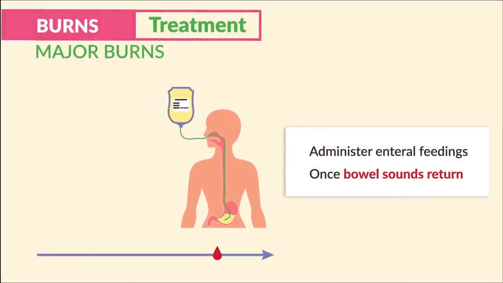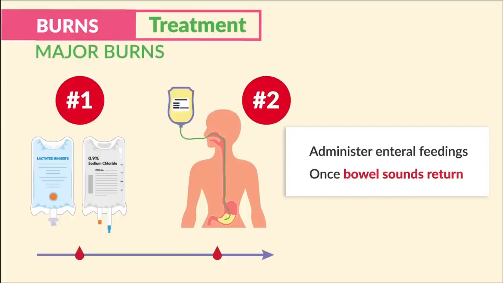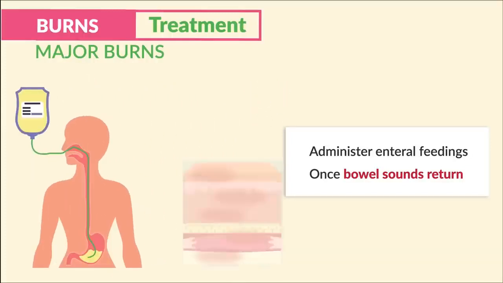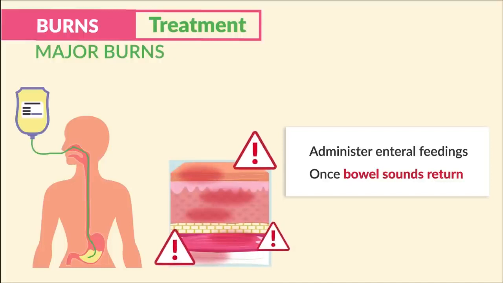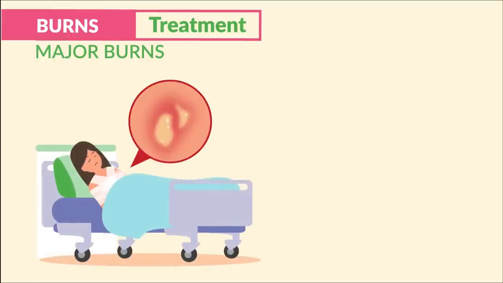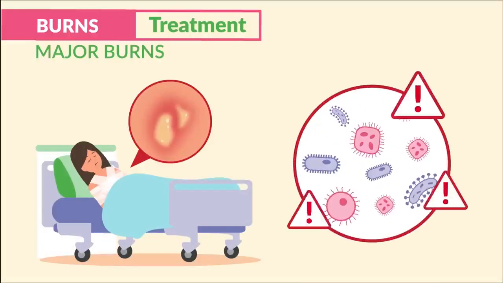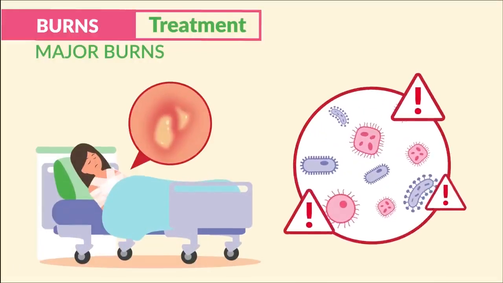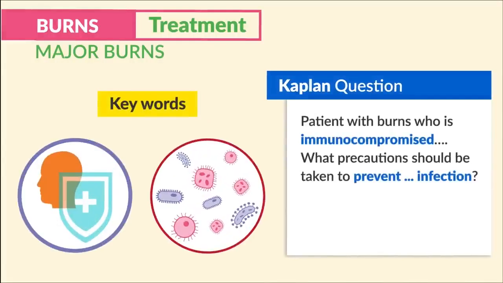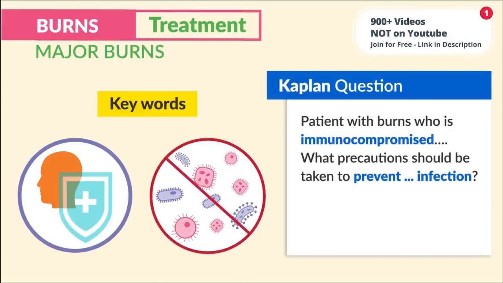Nutrition is always a priority, but only after fluid resuscitation. This helps the client meet caloric intake required to rebuild damaged tissues from a burn. Now, as the body heals with open wounds from major burns, infection is a huge deadly risk here. So Kaplan mentions, a patient with burns who is immunocompromised, what precautions should be taken to prevent infection? Now, the key words here are immunocompromised and prevent infection.